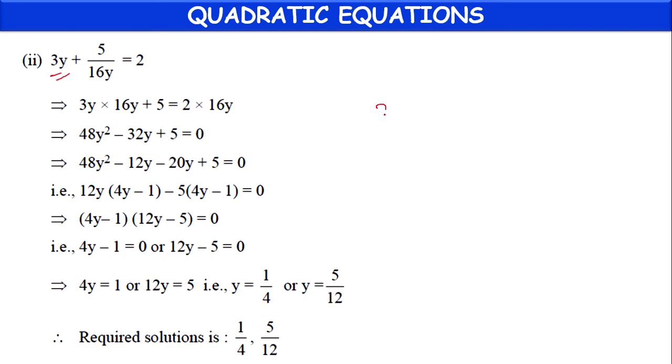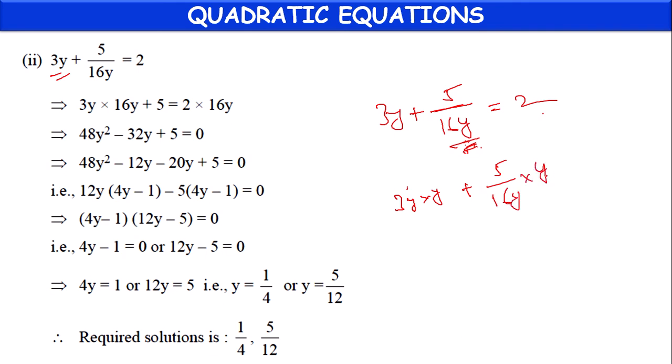So the equation is 3y plus 5 by 16y equal to 2. First we have to remove this variable in the denominator, because if you have any variable in the denominator, then it is not a quadratic equation. To remove this y, we have to multiply all the terms with y. So 3y into y plus 5 by 16y into y equal to 2 into y.